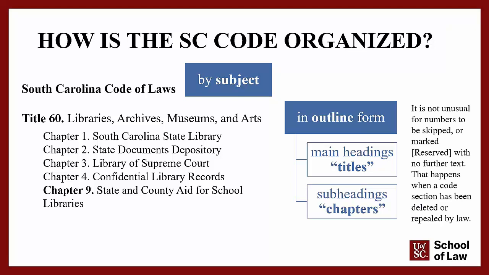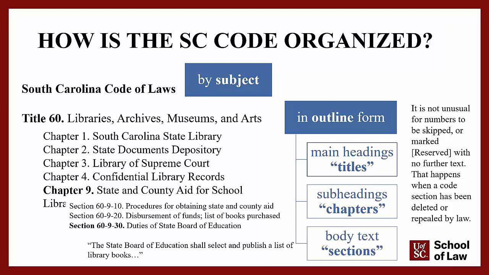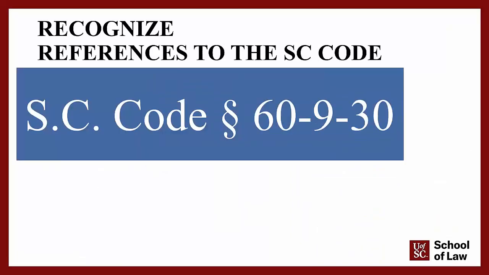It's not unusual for numbers to be skipped, or for it to have something like chapter 5 and have it be marked reserved in brackets with no further text. And that's what it will look like when a code section has been deleted by law or repealed. The lowest level of the outline is sections, and the actual text of the law is inside of the section. So if you want to recognize references to the South Carolina Code, this is not necessarily the perfect citation, but it is a typical citation that you would usually see.